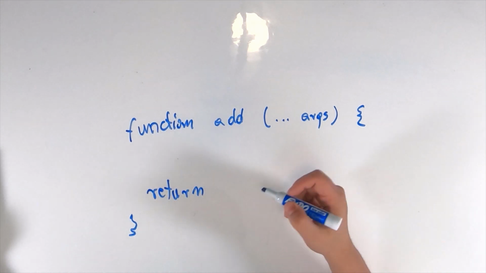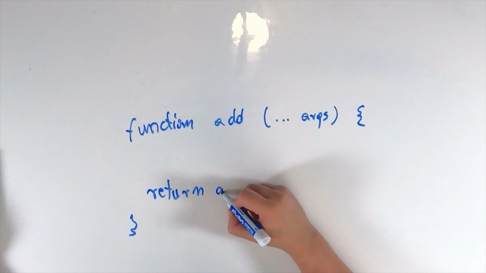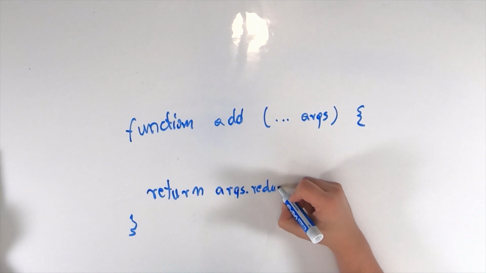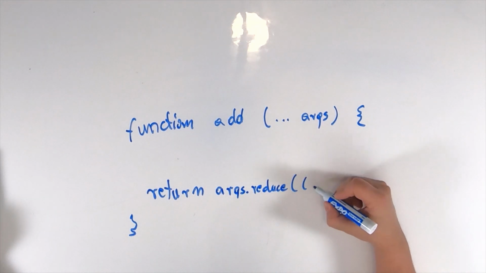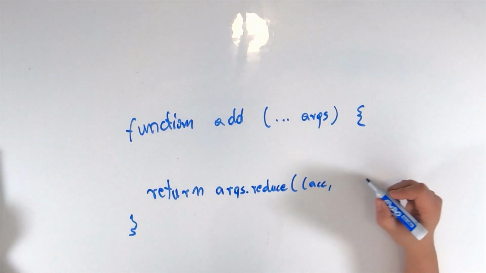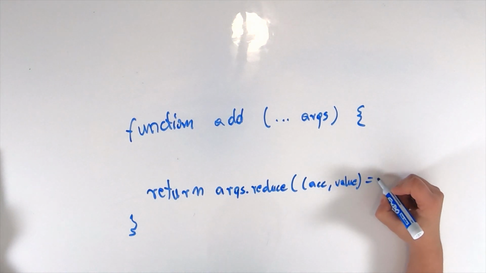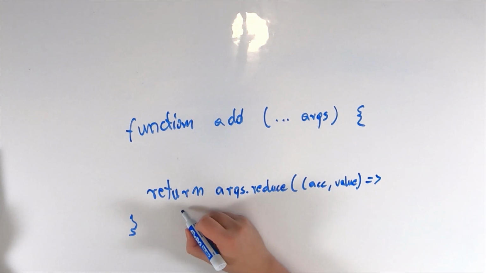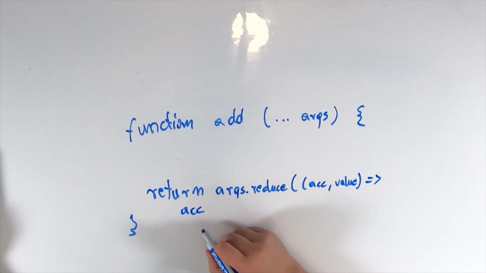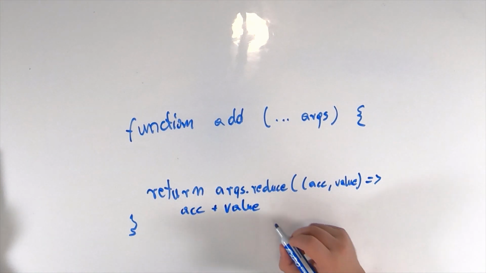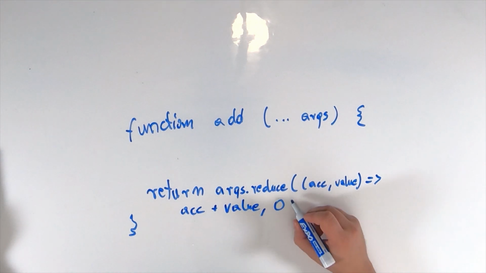Our function will return args, which is an array, so we can use the reduce function, with a callback function where the first argument is the accumulator and the second is the value. Our function returns the sum of both, so accumulator plus value. The initial value is 0. To complete our function, I use the reduce function of the array interface.